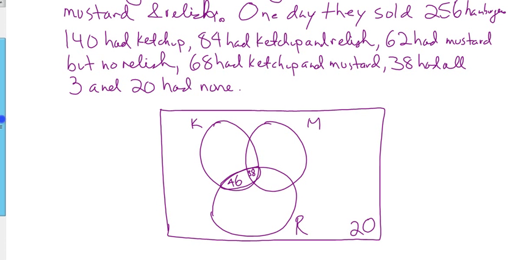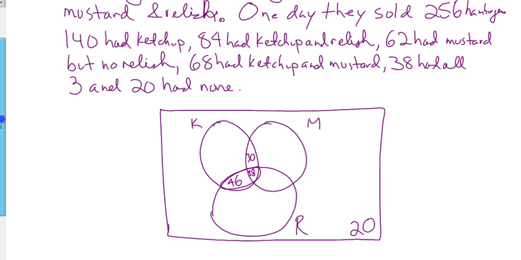So now we have 84 having ketchup and relish. 62 had mustard but no relish. Can we deal with the 62? Not yet. 68 had ketchup and mustard. Can we deal with them? What do we do? So ketchup and mustard would be here. We need 68. We already got 38, so we've got 30. Okay. Now what? What can we do now?